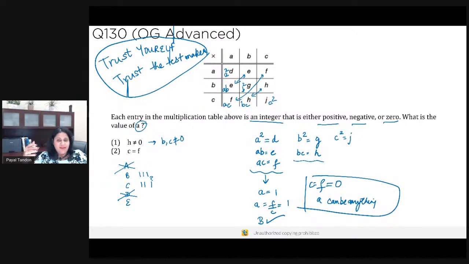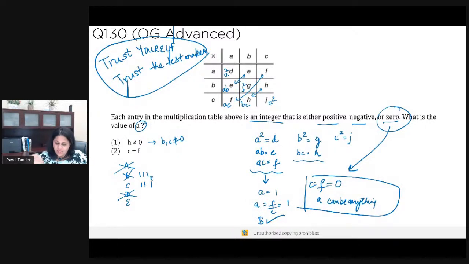Shardul is absolutely correct that we didn't consider the case of 0. So this is one of those questions in which we didn't consider all the possible cases, or in other words, we didn't consider the constraint. So A can be anything if C and F are 0, which means B is not the correct answer.